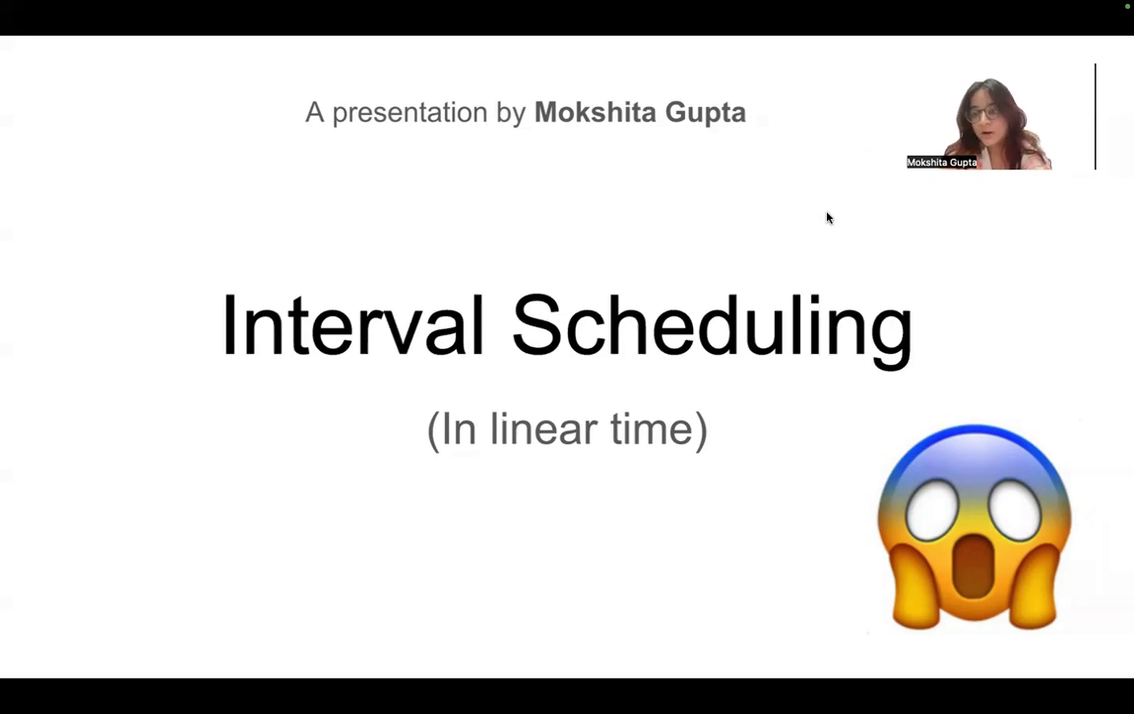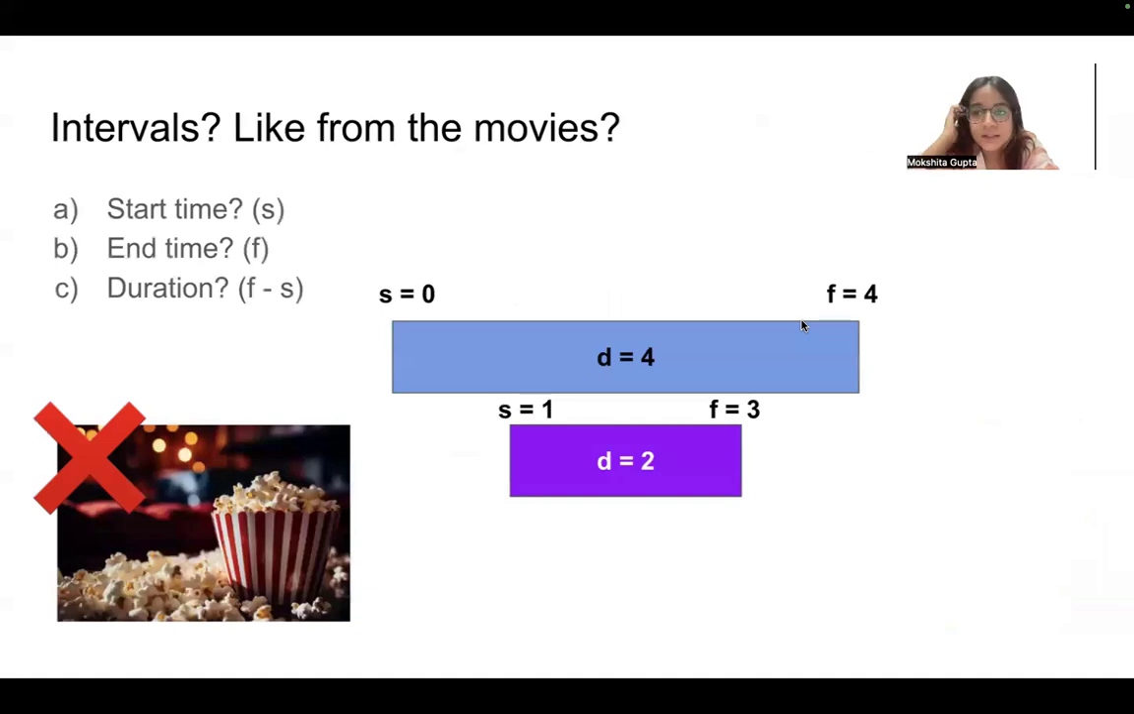The solution to this problem runs in linear time, which means it has linear complexity. Now, when I say intervals, I don't mean the ones from the movies. In this context, an interval actually represents a period that is characterized by a discrete start and a discrete end time, and we can easily derive the duration of this period by just subtracting the start time from the finish time.